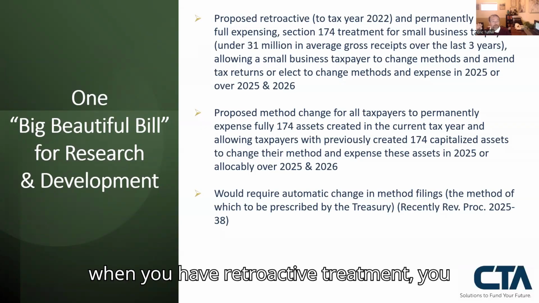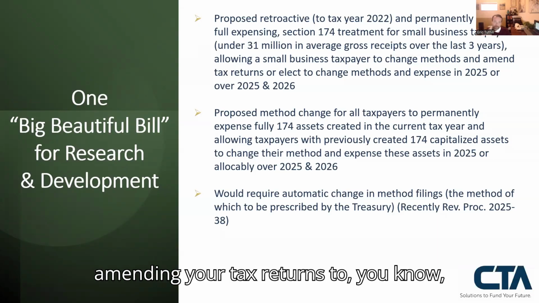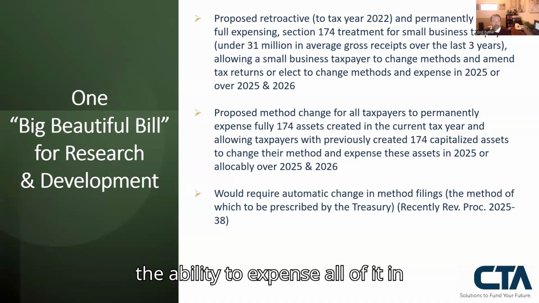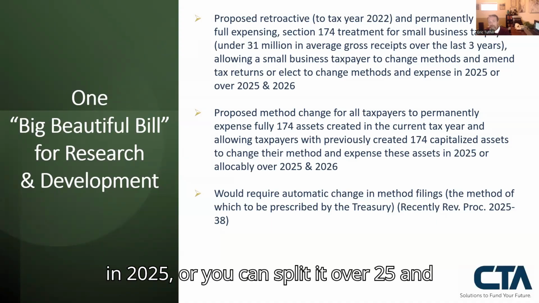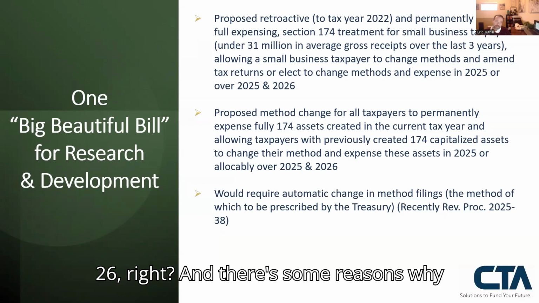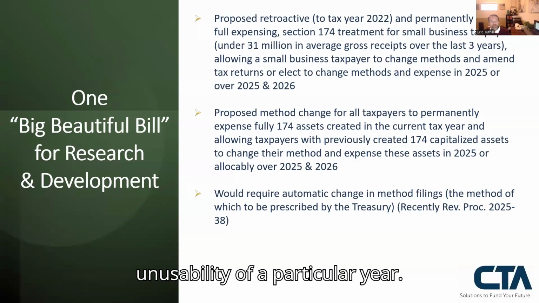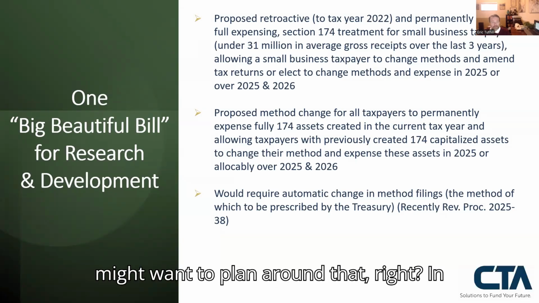So when you have retroactive treatment, you really have 3 methodologies in which you can pursue, right? You can pursue amending your tax returns to get rid of the Section 174. You have the ability to expense all of it in 2025, or anything that you had capitalized over that entire time period in 2025, or you can split it over 25 and 26, right? And there's some reasons why you might want to do that when you think about NOL and the 20% unusability of a particular year. You might want to plan around that, right?